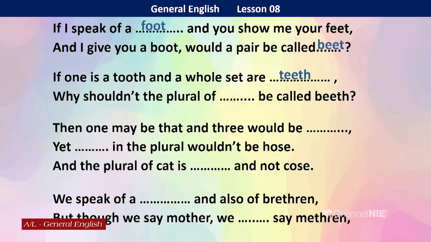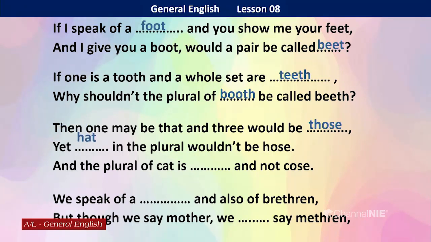Now if it is beeth, what should be the singular? Booth, but is it like that? No, right? It is different. Although tooth, the plural is teeth, we can't use beeth as the plural of booth. Then one may be that and three would be those, that, those. For one item we say that and for many items we say those.